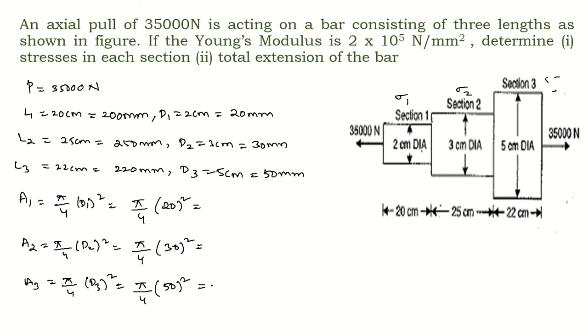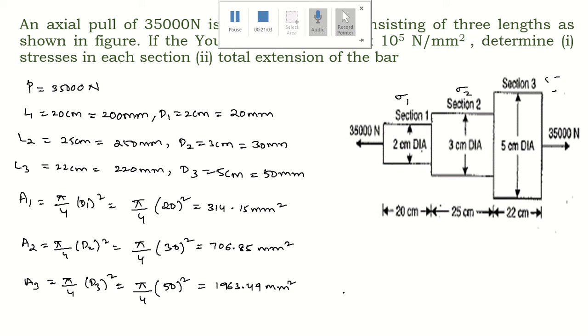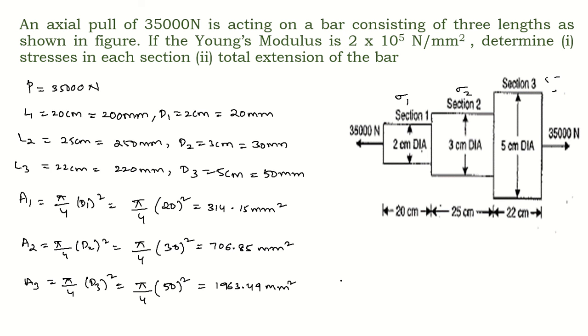So I'll just calculate the values and I'll write the answers. Alright, so I have written the answers for A1, A2, A3. You may have a decimal difference, that's it, but you should be close to these values.